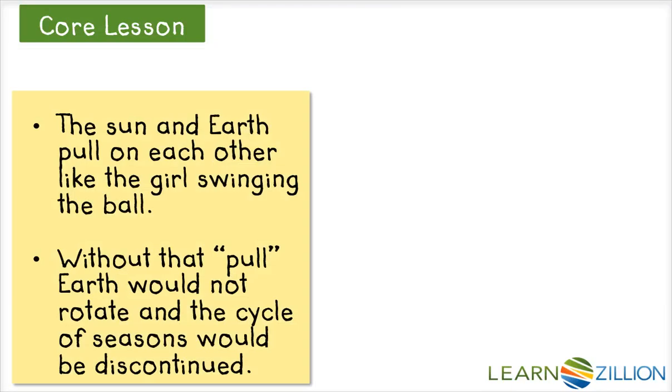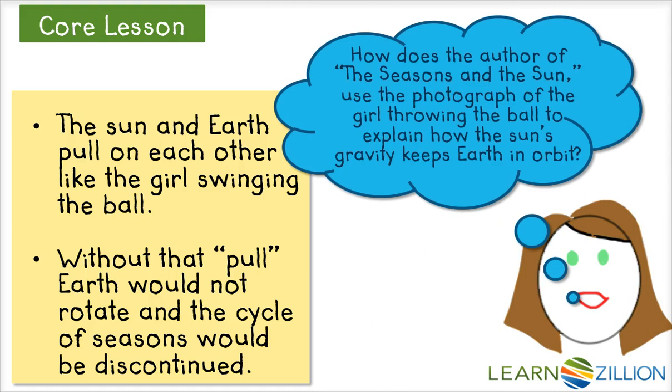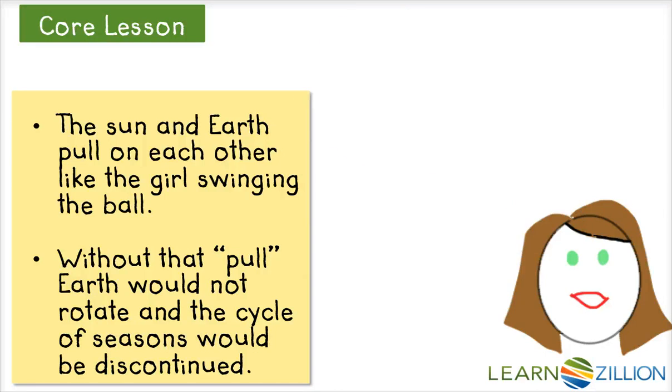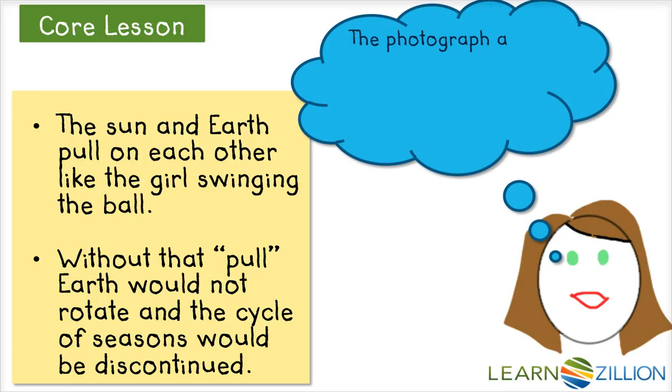So now, looking at my notes and thinking about the photograph and how I reread the text, I'm ready to go back to that big question. How does the author of The Seasons and the Sun use the photograph of the girl throwing the ball to explain how the sun's gravity keeps Earth in orbit? And I'm ready for my response. And I know that that photograph really helped me to understand.